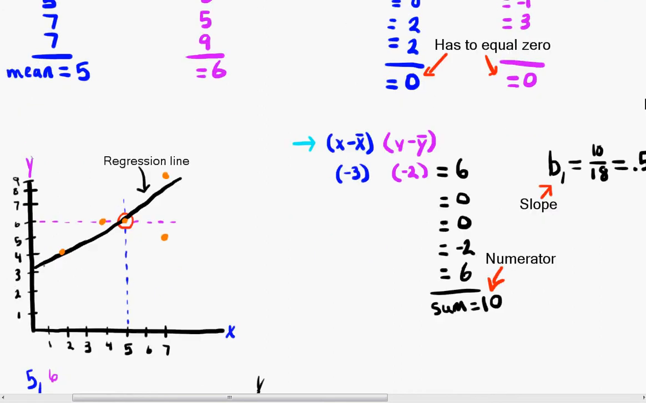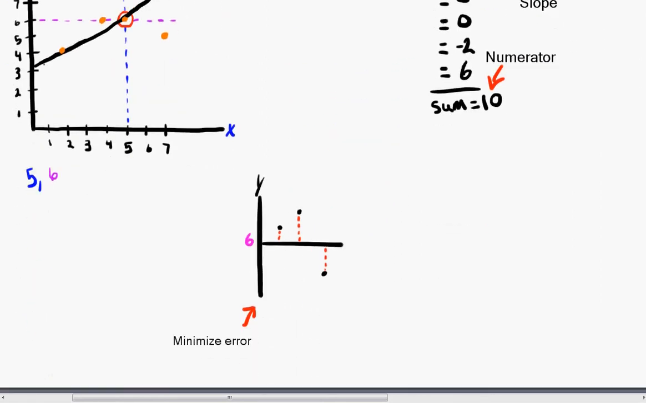So for example, right over here, we are trying to minimize the error between the line and the dot, the distance to the line. This is called the least squares criteria, and we are using it to determine the line of best fit by minimizing the sum of squares.